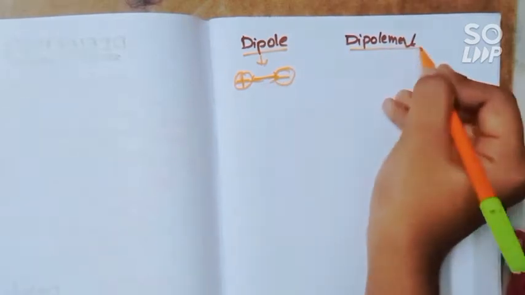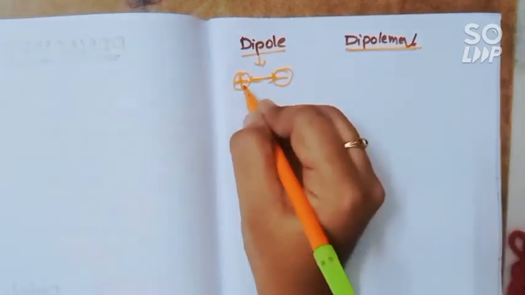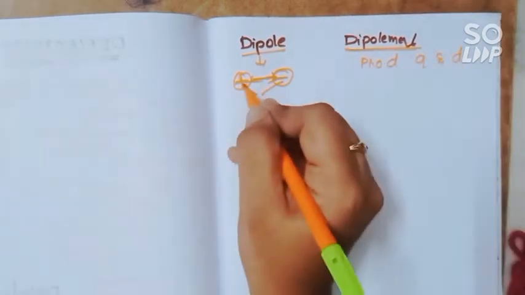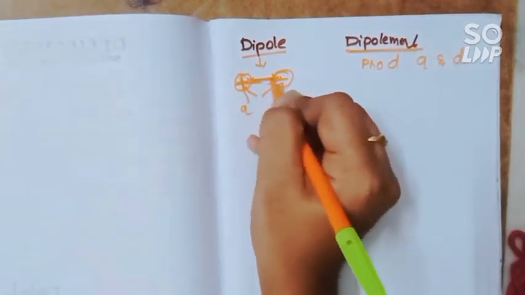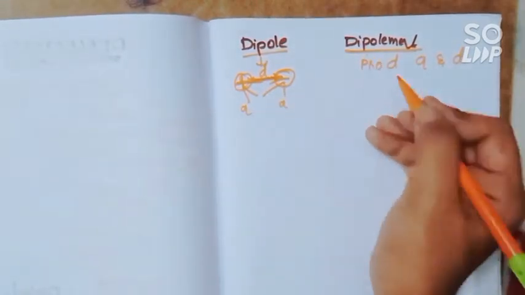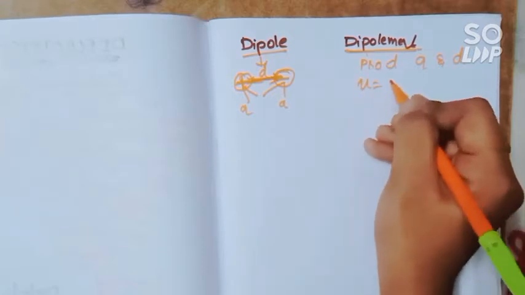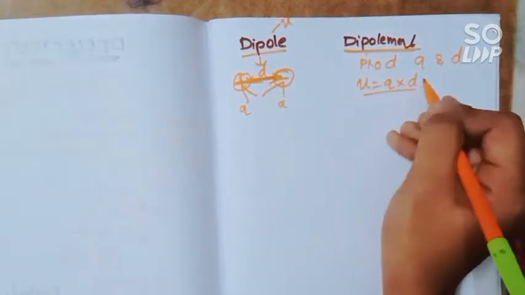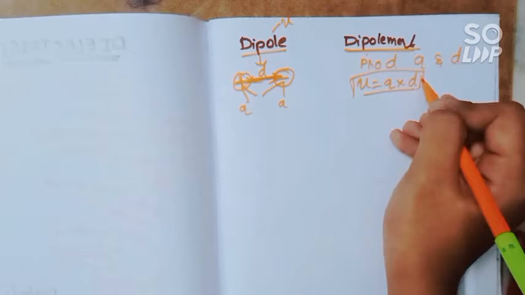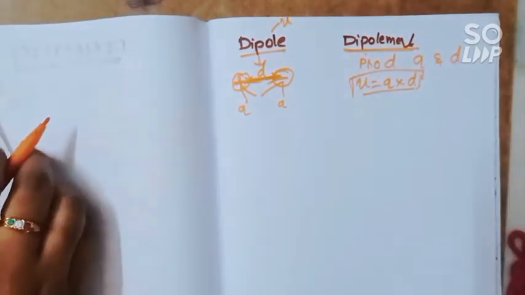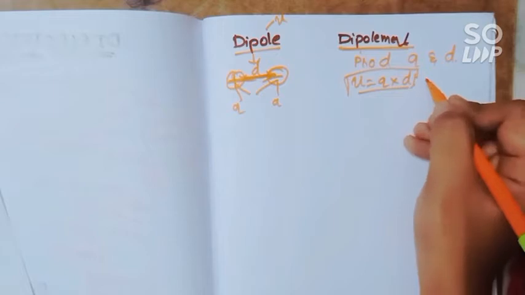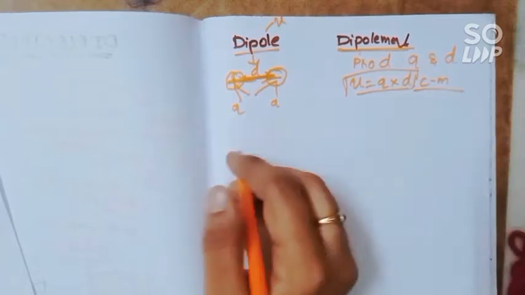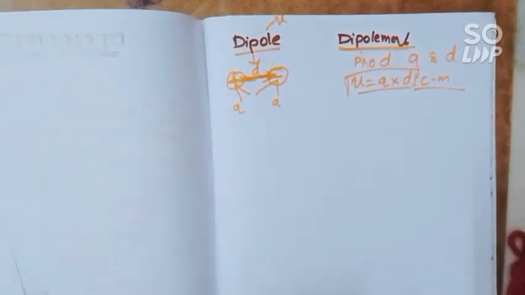Whereas when we come to the dipole moment, it is the product of charge and the displacement between them. The product of charge and the distance between them is called the dipole moment. So μ can be denoted as q times d. Here the dipole moment is μ equal to q times d. And we need to know the units for the dipole moment: coulomb-meter is the unit for the dipole moment. Next we need to know about the dielectric constant.